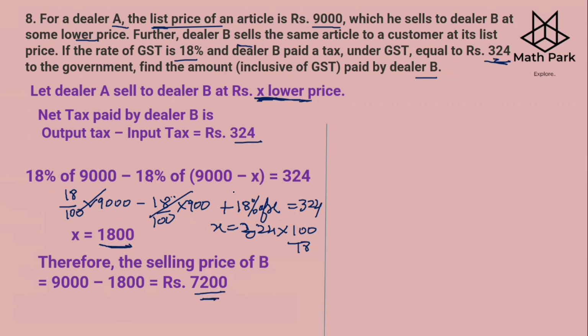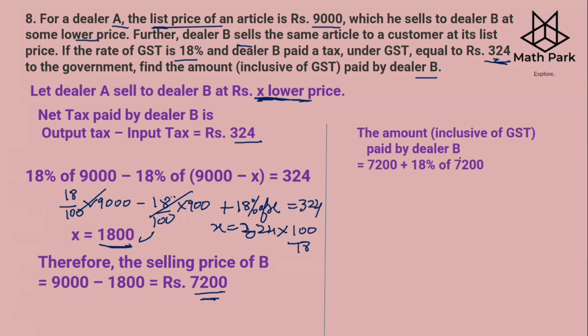Okay, this much he has sold less. How did we find it? By output tax minus input tax, which is 324. The output tax was 18% of 9,000 minus input tax was 18% of 9,000 minus X, the price which is being reduced. Okay, this is the reduced price. On finding this, we got the value of X as 1,800. So selling price is 9,000 minus 1,800, which is rupees 7,200.